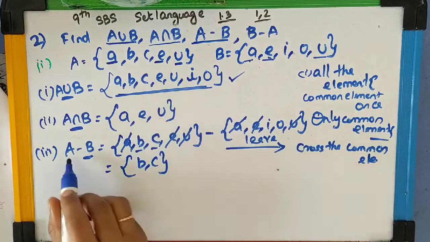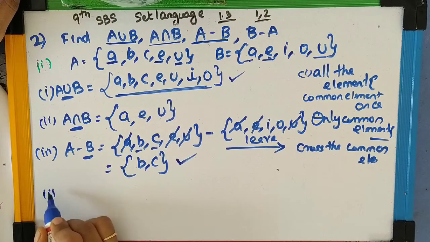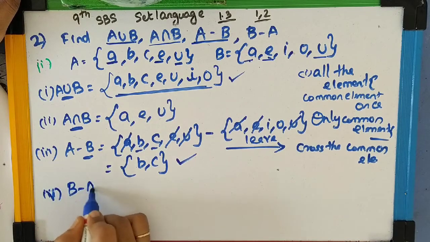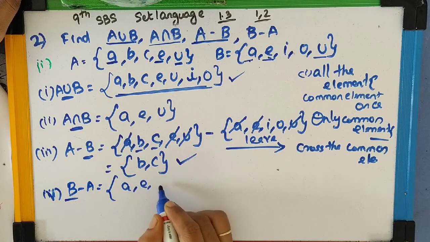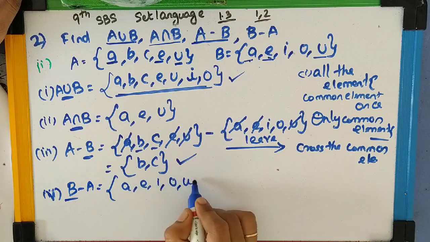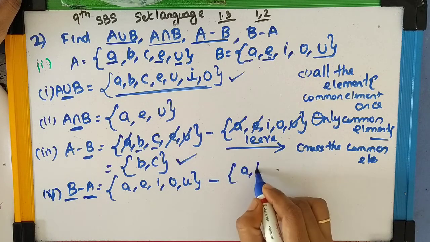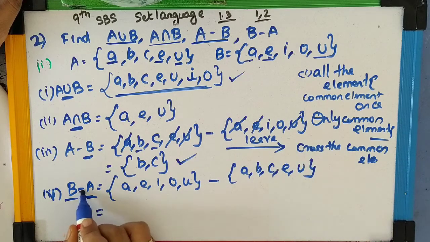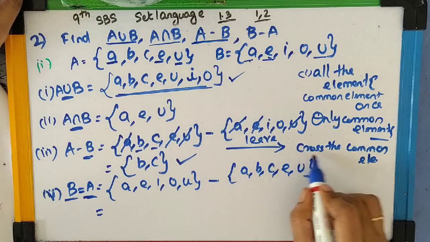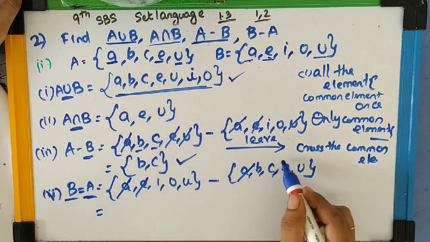Okay. Now what is B difference A? So now we have to write B. What is B? A, E, I, O, U. Isn't it? Difference. What is A? A, B, C, E, U. Okay. What should we do? Cancel the common elements, leave the second set completely and write the remaining terms in the first set.